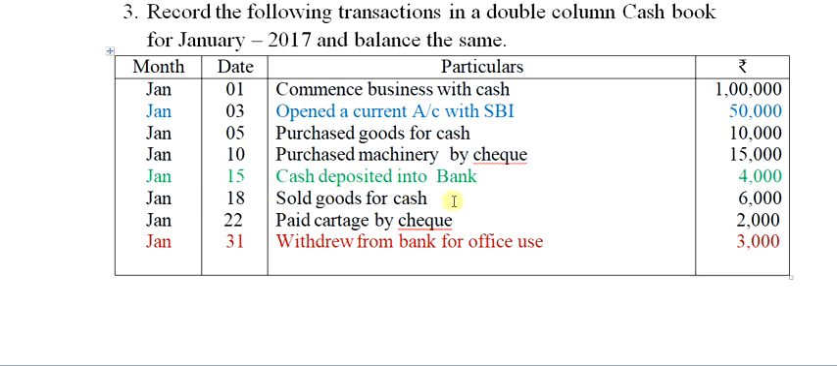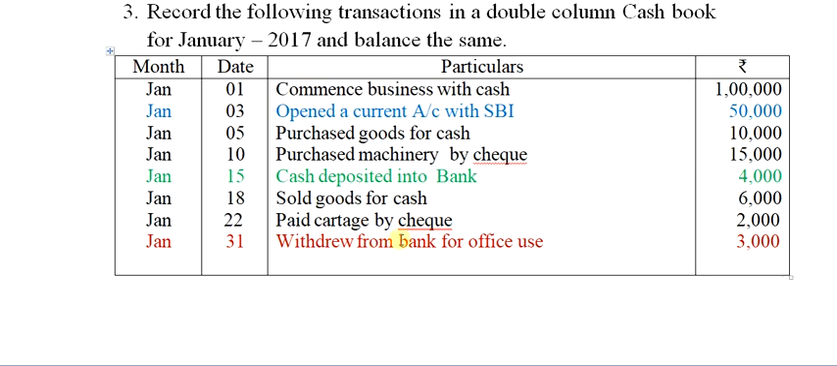Jan 18, sold goods for cash rupees 6,000. When we sell the goods for cash, automatically our cash balance increases. So it should be taken under the debit side. Jan 22nd, paid cartage by cheque rupees 2,000. When we pay the cartage through bank, that is through cheque, our bank balance reduces. So it should be taken under the credit side.